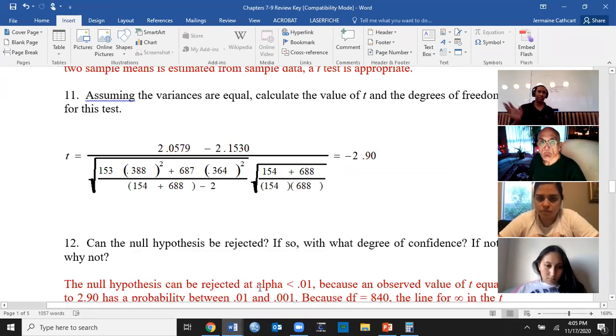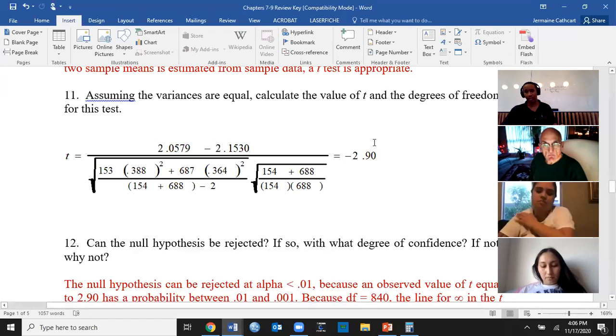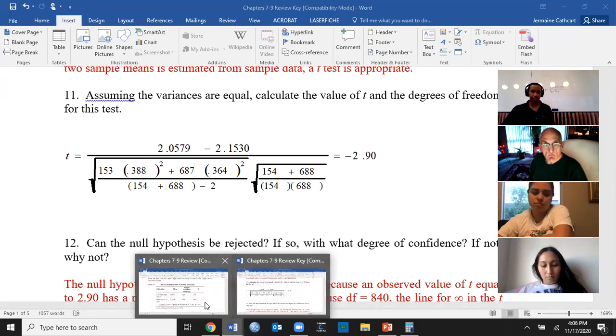But like I said, because you don't need to do that on the exam, don't even worry about it now, but that's how you would set it up. And if you follow the order of operations properly, you should get the right answer, which would be negative 2.9.